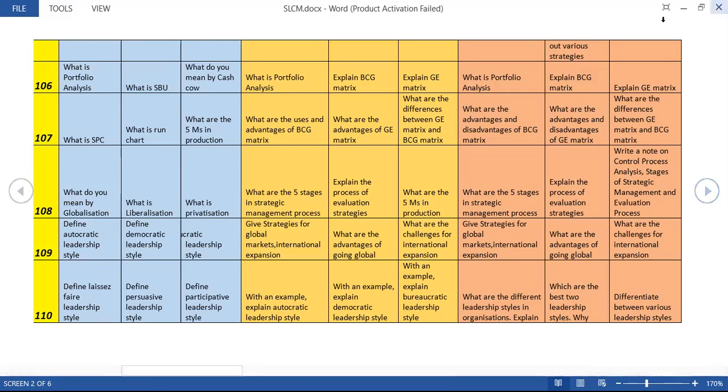Next we come to different advantages and disadvantages of globalization. Then the challenges of going global. It's not easy to go global. Your company brand name, the conditions in the foreign market, your own strengths and weaknesses, everything matters when you're going global. Then there are different strategies different companies use for international expansion.